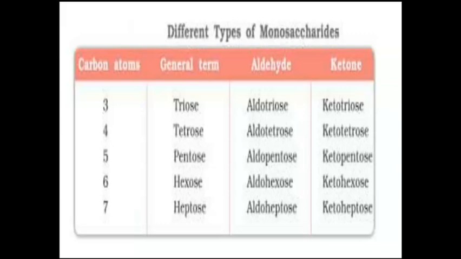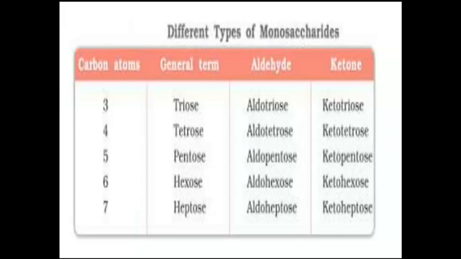Similarly, in case of ketones, we can say ketotriose, ketotetrose, ketopentose. Ketotriose, example is dihydroxyacetone. Ketotetrose, example is erythrulose. Ketopentose, example is ribulose or xylulose.